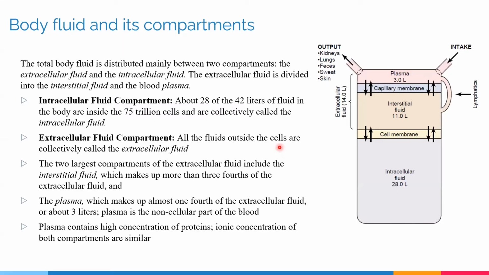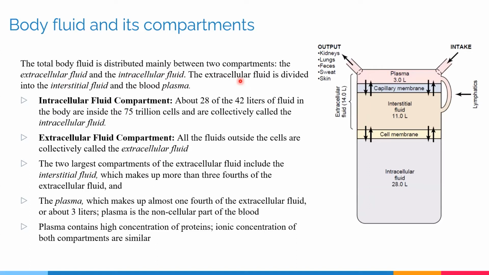First off, let us look into our body fluids and different compartments present in our body fluid. This is a schematic that shows a simplified view of different compartments in the body fluid itself. The total body fluid is distributed mainly between two compartments, the extracellular fluid and the intracellular fluid. As the name is obvious, the intracellular fluid is the fluid that is present inside cells, and the extracellular fluid is the fluid that is present outside the cells.